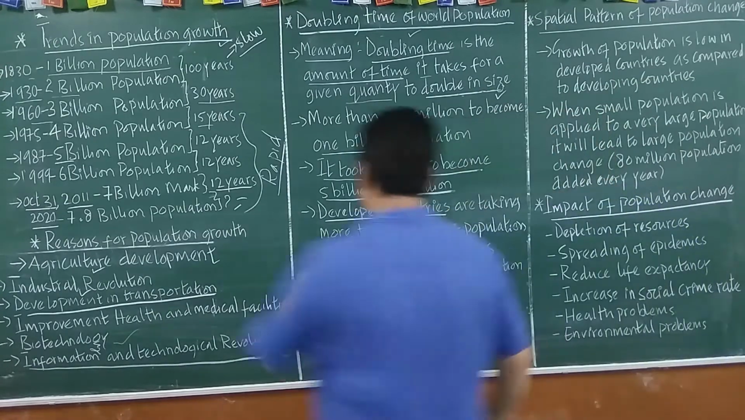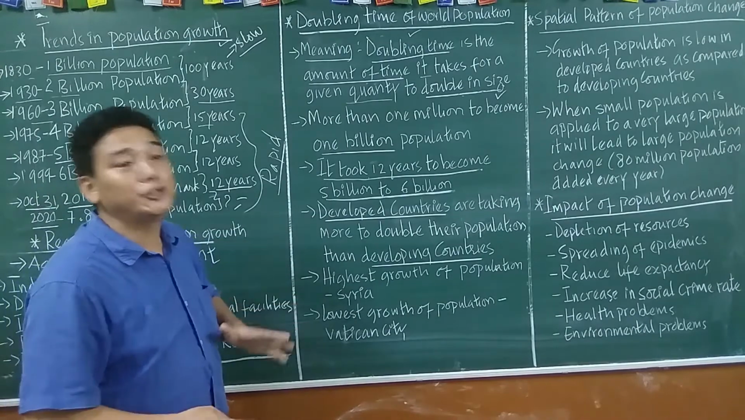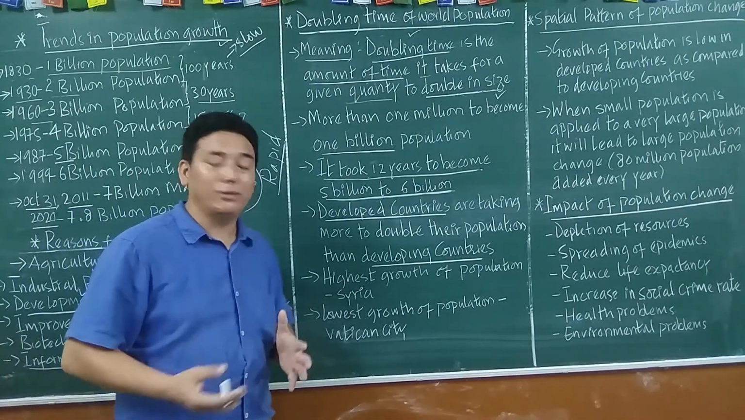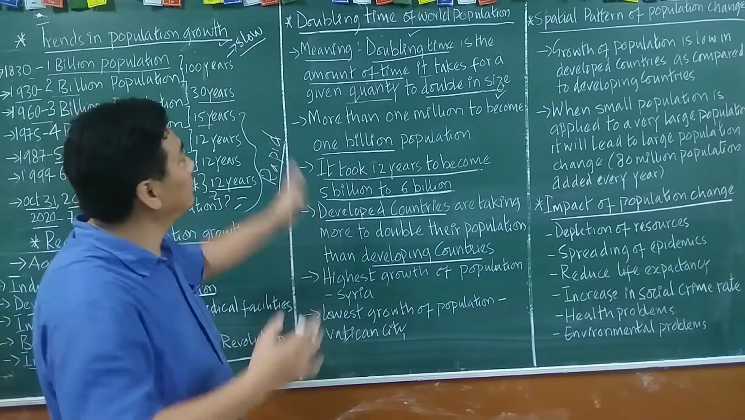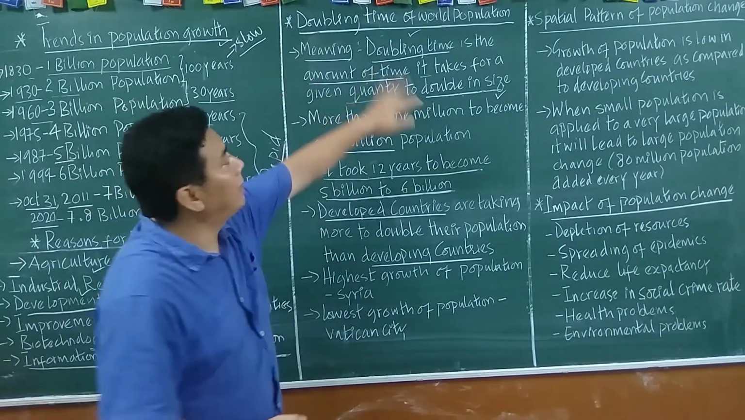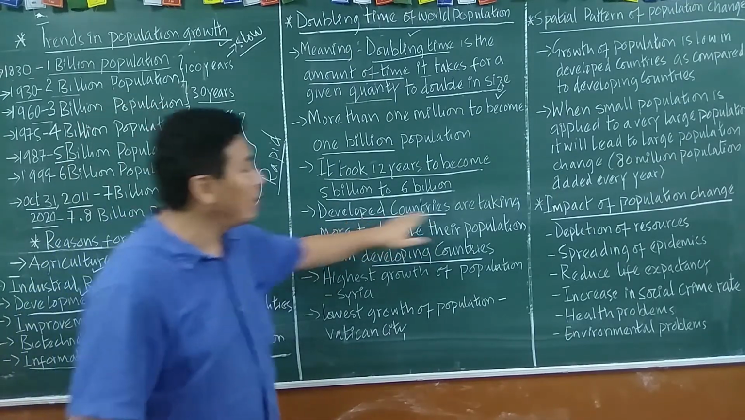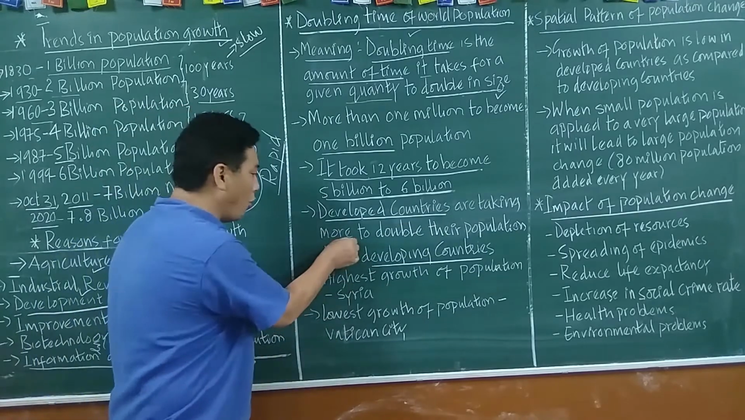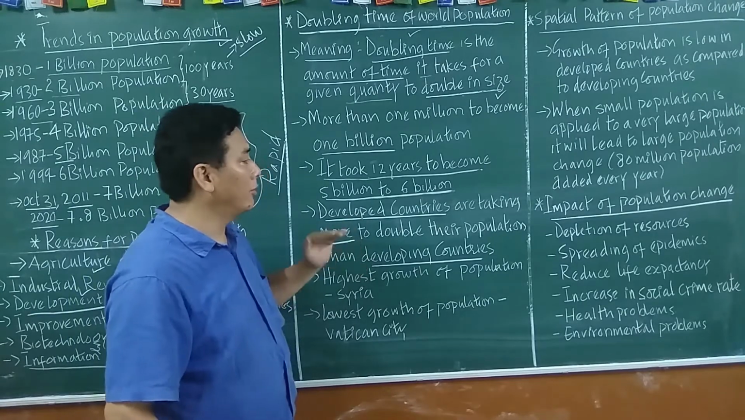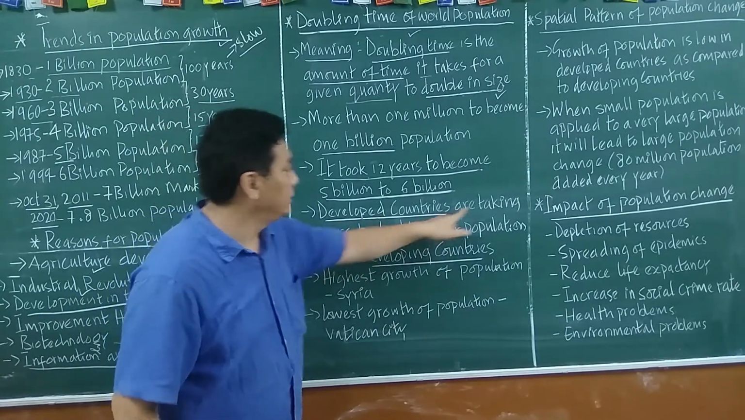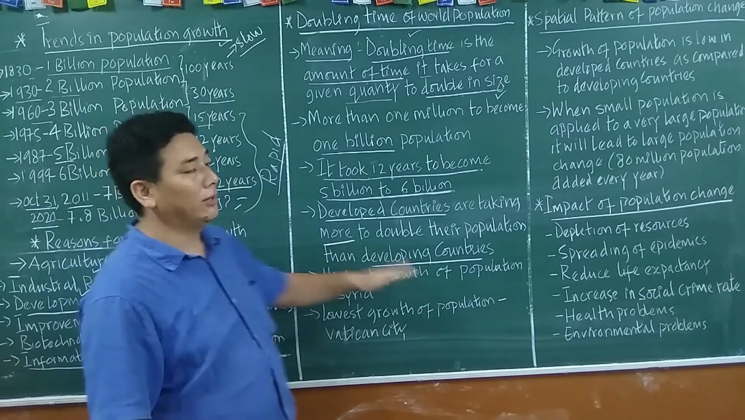And from here, the question I asked is whether the doubling time of population is more in a developed country or a developing country. From this statement, it gives out the whole thing about doubling time. The developed countries are taking more time to double the population than developing countries.